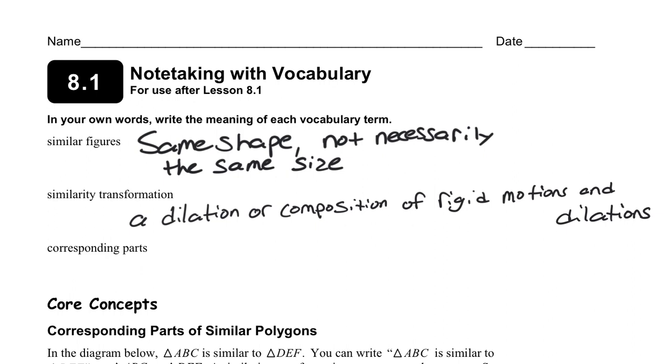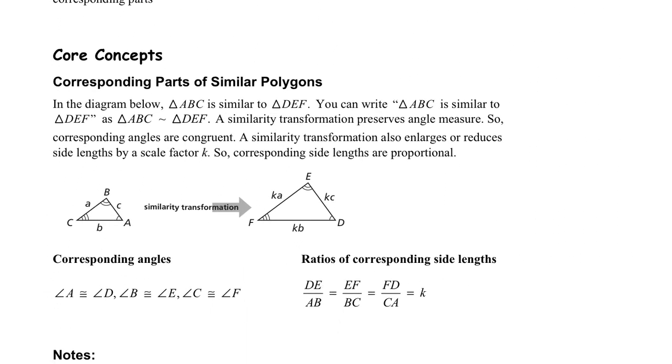Let's talk about this idea of corresponding parts of similar polygons. There's two parts here. First of all, I want you to notice, I guess I'll read this. It says, in the diagram below, triangle ABC is similar to DEF. You can write triangle ABC is similar to triangle DEF as triangle ABC, and notice now we have a similarity symbol, which looks like a congruent symbol without the equal sign. So similar is that symbol right there. That means similar to.